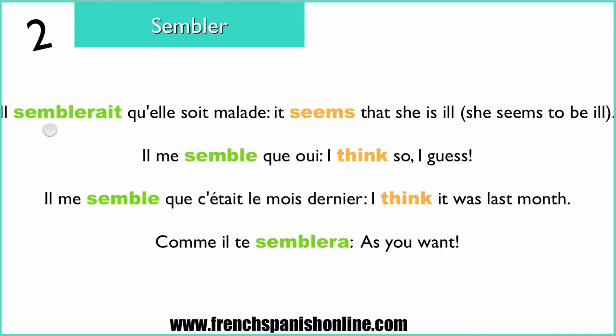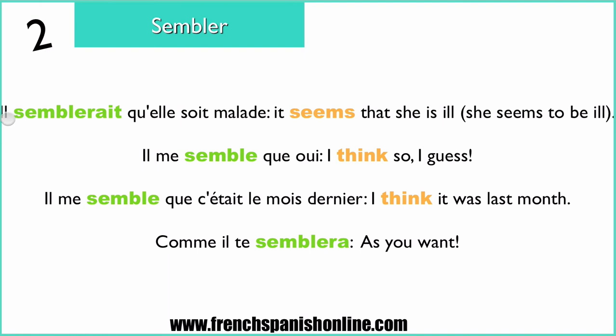Sembler. Il semblerait qu'elle soit malade. It seems that she is ill, or she seems to be ill. Il semblerait, here we can use the conditional or the present if you want, il semble qu'elle soit malade. However, you can notice that after the expression sembler que, we use the subjunctive in French. So that's why we have soit here instead of est. Il semblerait qu'elle soit malade.